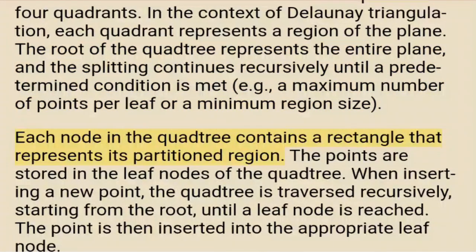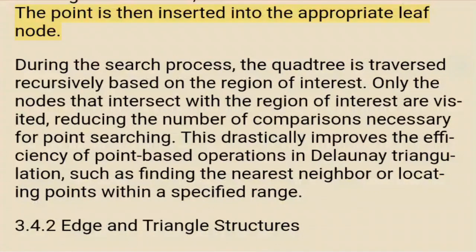Each node in the quad tree contains a rectangle that represents its partitioned region. The points are stored in the leaf nodes of the quad tree. When inserting a new point, the quad tree is traversed recursively, starting from the root, until a leaf node is reached. The point is then inserted into the appropriate leaf node.